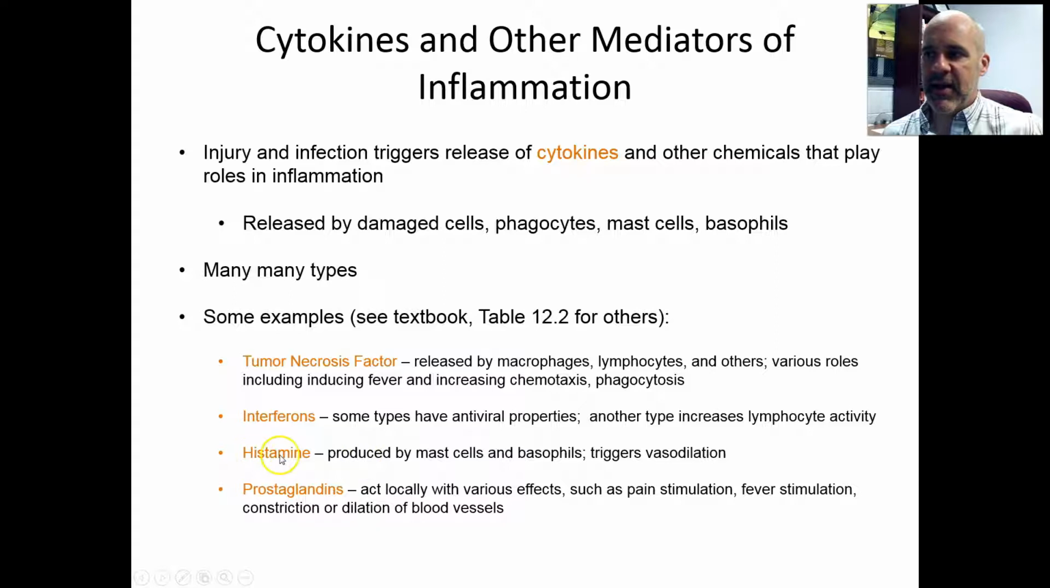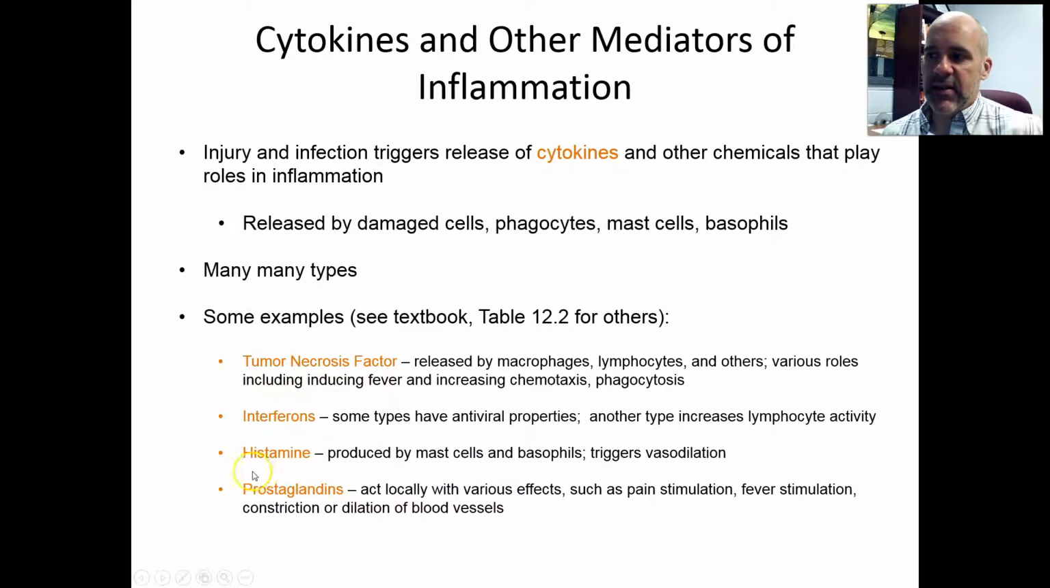That's a chemical, not a protein. It's released by mast cells and basophils, and it triggers vasodilation, which leads to the inflammatory response. So that's why when you have an allergy, you're having inappropriate inflammation to something like pollen or something else you're allergic to. And so that's why you can take an antihistamine. An antihistamine medication blocks the action of histamine and helps to reduce inflammation.